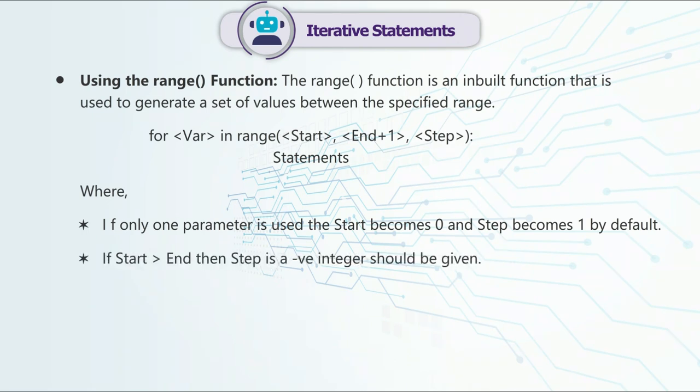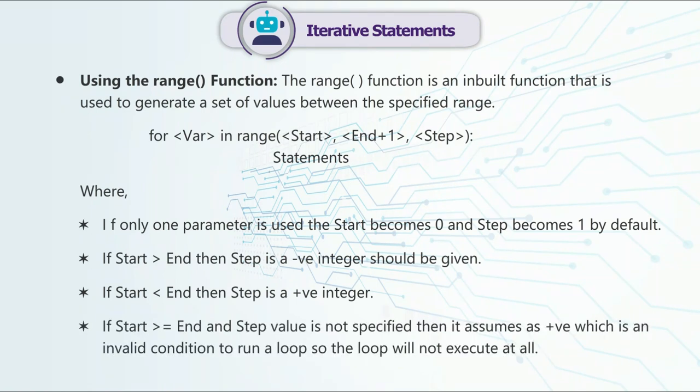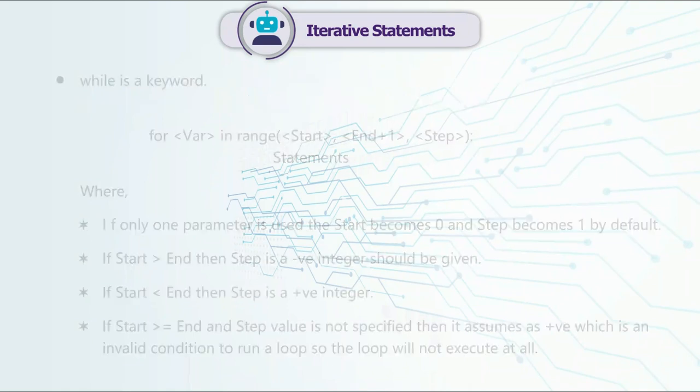If start is greater than end, then a negative integer step should be given. If start is less than end, then step is a positive integer. If start is greater than or equal to end and the step value is not specified, then it assumes positive, which is an invalid condition to run a loop, so the loop will not execute at all.